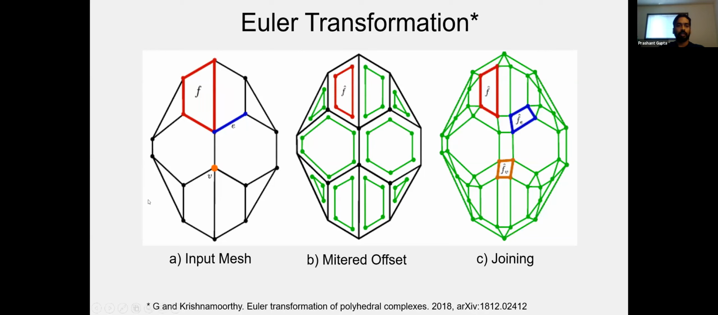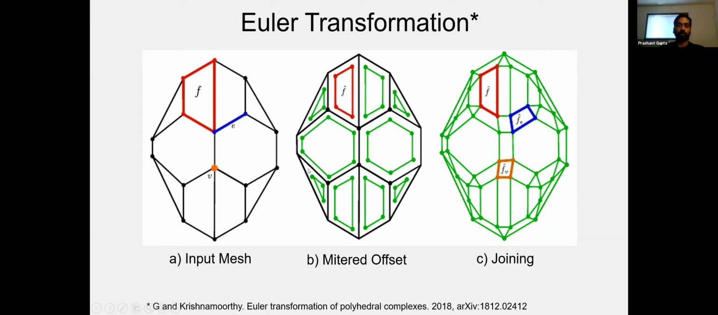As you can see in figure A on the left is an input mesh. Some of the vertices have odd degree, which means that each such vertex is connected to an odd number of vertices, and that will cause discontinuities.